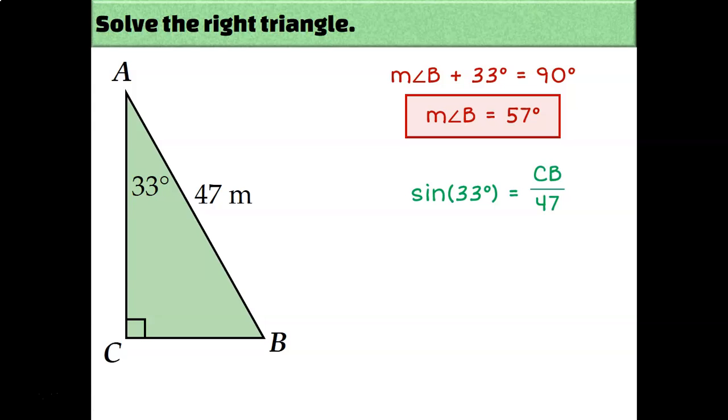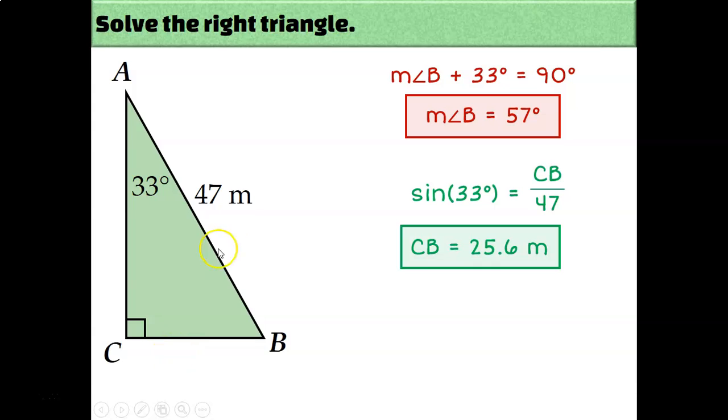To solve this equation, I'll multiply both sides by 47. And I get an answer of 25.6 meters. At this point, you have 2 options for how you can solve. Since we now know 2 of the 3 sides of the triangle, you can use the Pythagorean theorem to solve for the length of AC. You would say that AC squared plus 25.6 squared is equal to 47 squared.